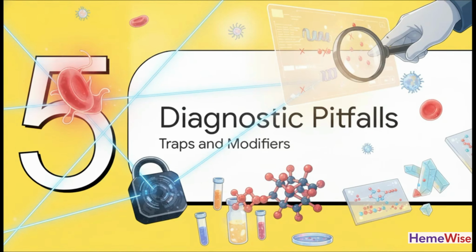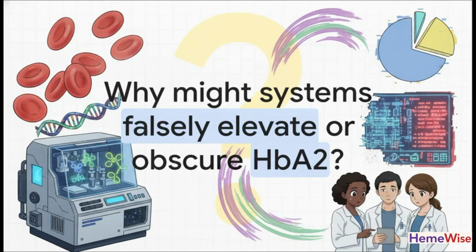Chapter 5. Diagnostic Pitfalls and Modifiers. We are entering the climax of our investigation now. The laboratory is absolutely full of traps. I want you to ponder this question for a second. We've already established that the exact percentage of hemoglobin A₂ is the absolute key to identifying beta-thalassemia carriers. So, what could possibly cause our multi-million-dollar automated systems to get this critical number completely wrong?